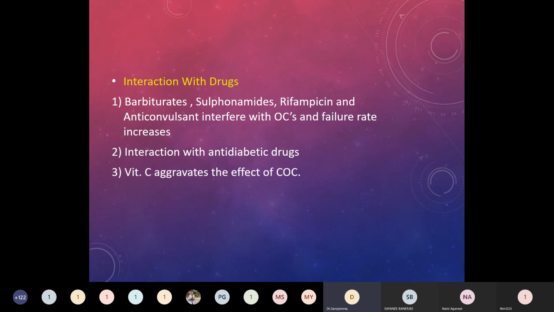Regarding interaction with drugs, we should be aware when we are prescribing combined oral pills for women. Women who are taking barbiturates, sulfonamides and rifampicin, they do have an effect over the liver metabolism, and they increase the production of enzymes and thereby reduce the bioavailability of pills. So we need to advise the woman to use additional contraception. And interaction with anti-diabetic drugs, and women who use vitamin C will have an aggravated effect of combined oral contraceptive pills.